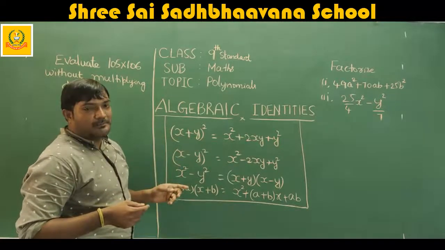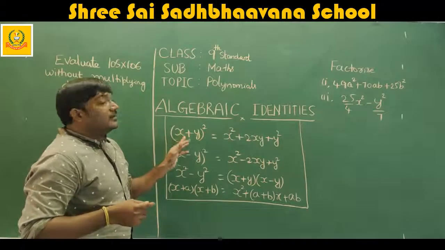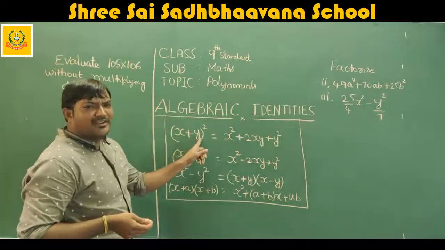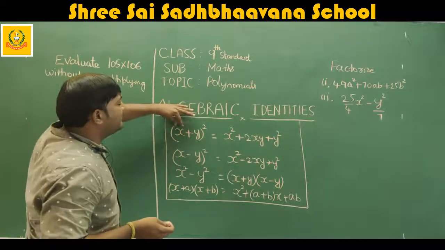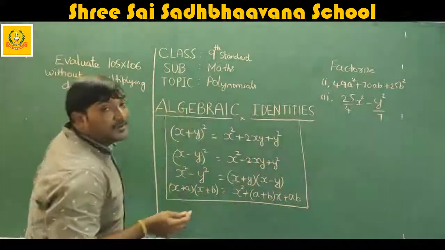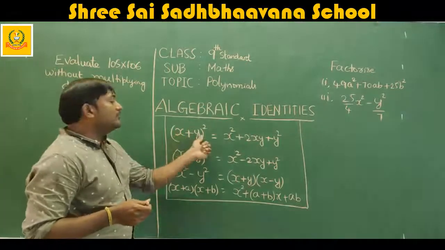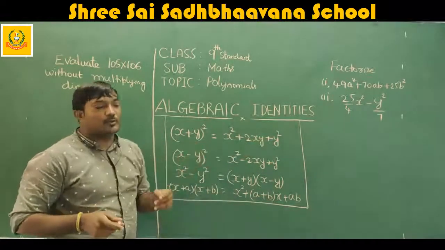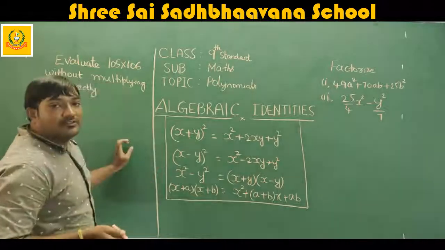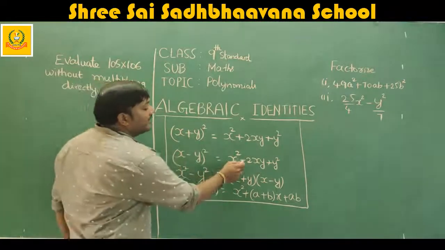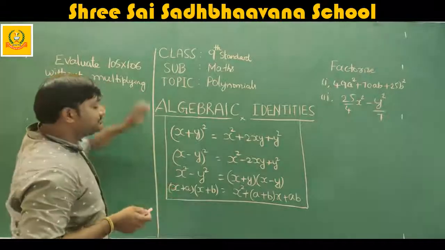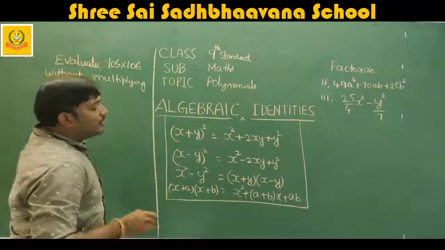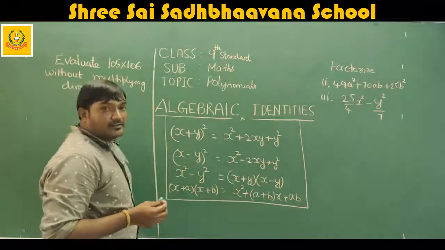x plus y whole square. You might remember that last year we had a plus b whole square. Same formula. We just replaced a and b with x and y. That's all. So x plus y whole square equals x square plus 2xy plus y square. Similarly, x minus y whole square equals x square minus 2xy plus y square. Next, x square minus y square equals x plus y into x minus y.